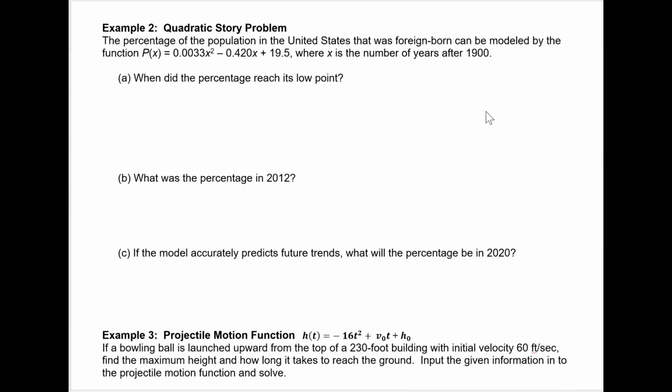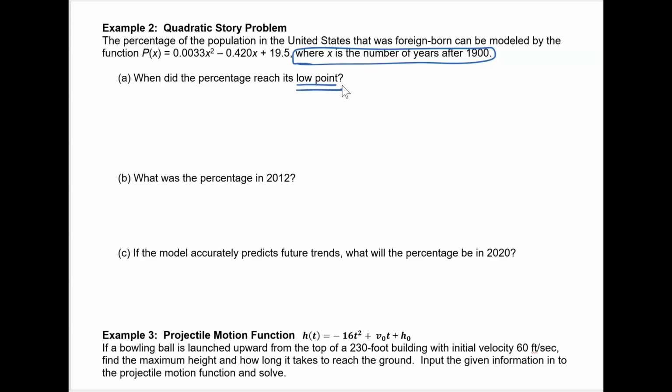So let's try some story problems with some quadratics. So this first one, we've got a model of percentage of the population where x is the number of years after 1900. So pay attention there. When you've got problems like that, it just makes it a little trickier. So we're just going to highlight that so that way we are aware of it. So part A, when did the percentage reach its low point?